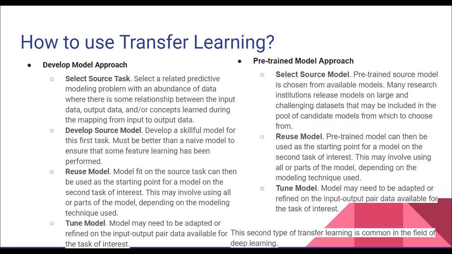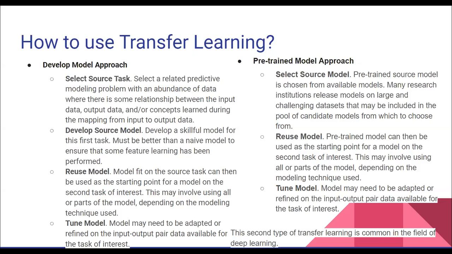So again, going back to our cats versus dogs example. So suppose you develop a source model for classifying cats, then you can use that same model, taking parts of that model or all of that model, in order to apply it to the second task of interest. So in this case, it's going to be dogs. So now it can not only classify cats, it can also classify dogs. And then if you want, it can classify other pets, hamsters, and all. So those are the three main steps.